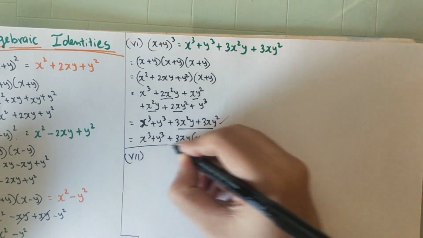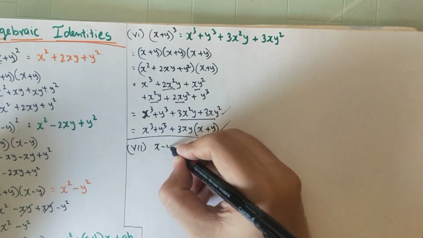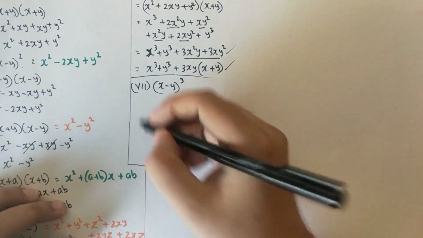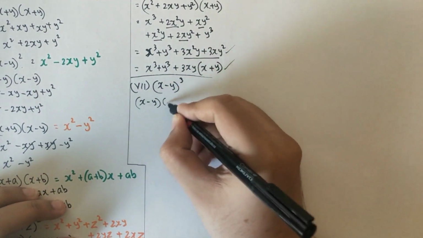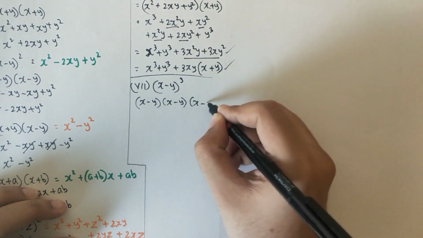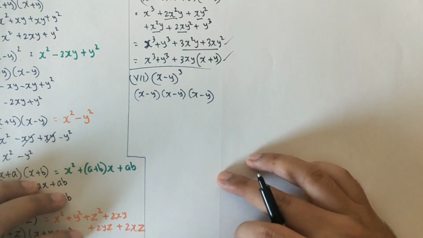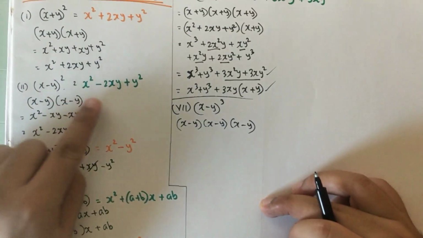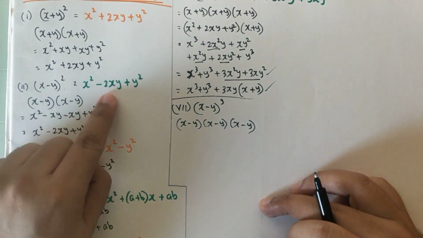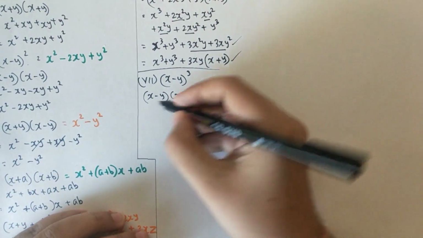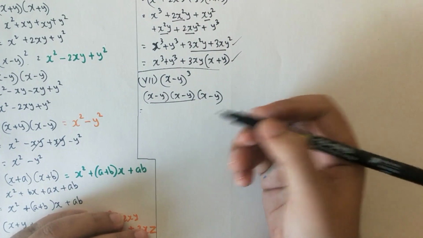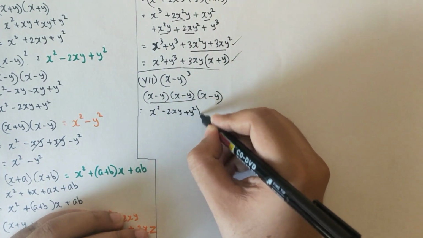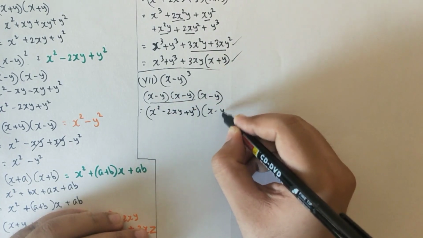Seventh identity, x minus y the whole cube. X minus y the whole cube, that is x minus y into x minus y into x minus y. Three x minus y are getting multiplied, that is what makes x minus y whole cube. Now we know that x minus y whole square is x square minus 2xy plus y square. So for the first two terms, I am substituting that only. X square minus 2xy plus y square multiplied by x minus y.